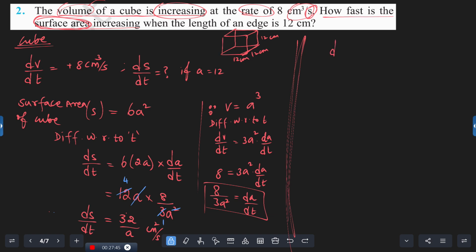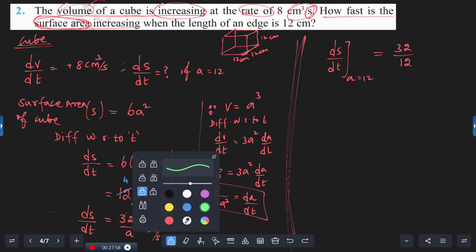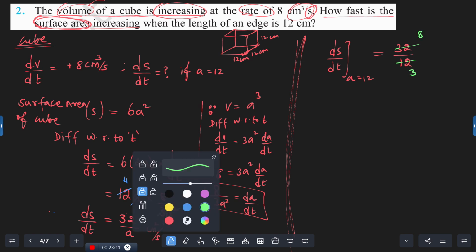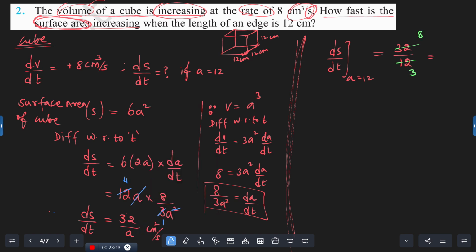So again, dS/dt at a equal to 12 is equal to 32 divided by 12. When you cancel, what am I getting? Which table can we use? Shall we use the 4 table? 3 times how many 4? 8. So what is my answer finally? 8 divided by 3 centimeter squared per second is my answer. That's it. Very simple.